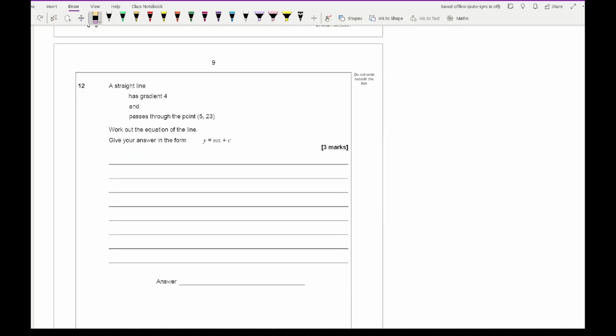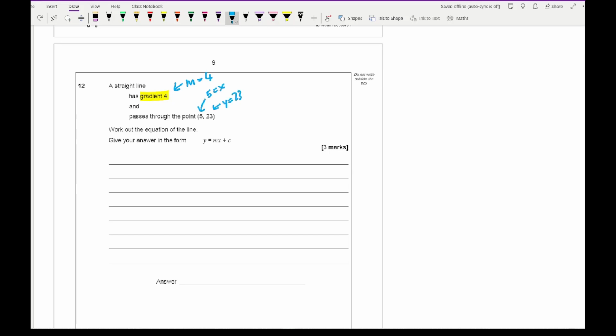So looking at question 12, it says the straight line has a gradient of 4 and passes through the point (5, 23), and the question is asking us to work out the equation of the line in the form y equals mx plus c. So let's just highlight the information that we know. So we know that the gradient is 4, so that means that m equals 4. And in terms of this coordinate, I know that x equals 5 and y equals 23.